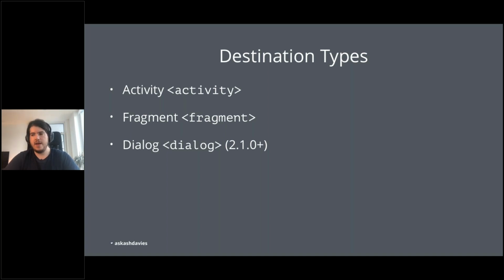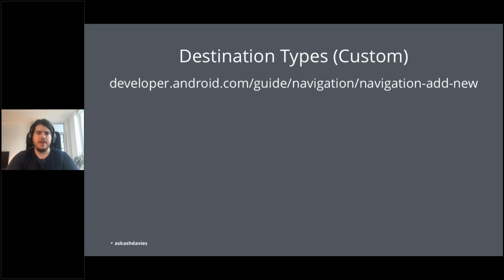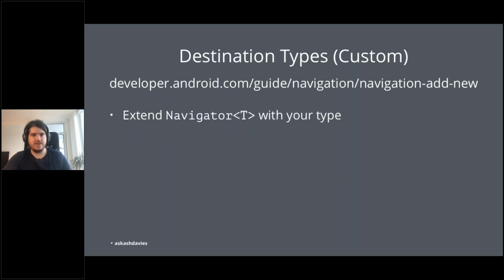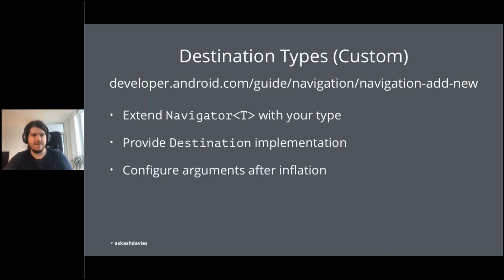destinations as is necessary. If you do define your own destinations, you will have to extend navigator with your type, where T is the type. It could be a view or something similar. You provide the destination implementation, and you configure the arguments after inflation, and then you have to augment the nav controller. All of these things are basically providing a set of instructions to navigation about how you want this individual component created.